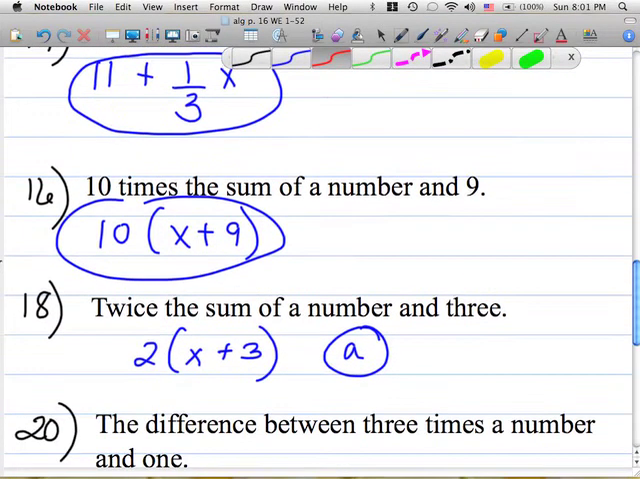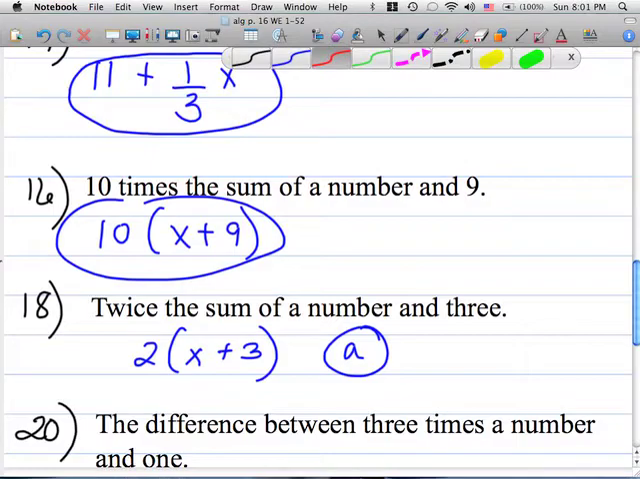Number 16, 10 times the sum of a number and 9. So this is 10 times the sum, so I have to use parentheses. So here's my 10, here's my parentheses. I don't need a sign between them because I know parentheses and a number mean multiplication. And in the parentheses, I have to write the sum, x plus 9.